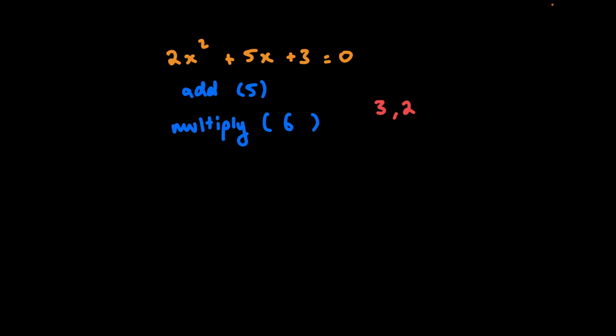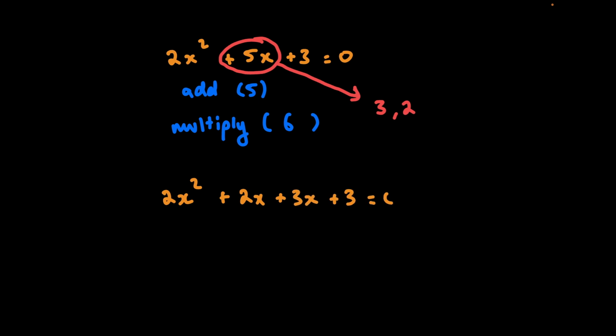So here's where this technique is actually named: splitting the middle term. We're going to split this middle term as the sum of 3 and 2. And what that looks like is as follows: 2x squared, rather than plus 5x, I'm going to say plus 2x plus 3x plus 3, and that equals 0. The reason I've split it is because my two numbers were 3 and 2. That means I'm going to split 5x in terms of 2 and 3. That's where that came from.